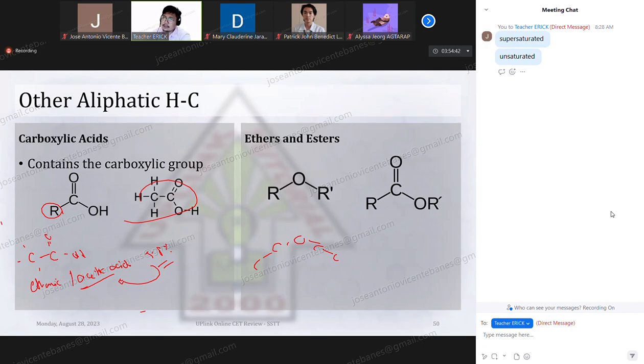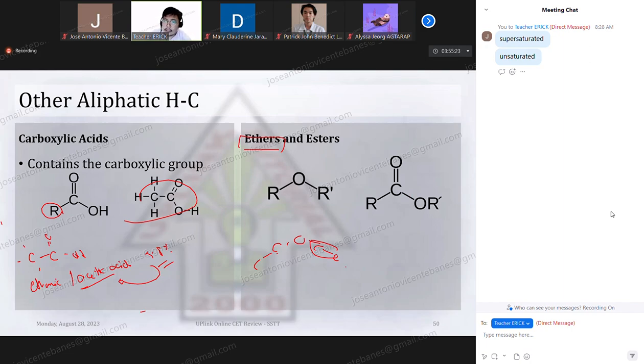Okay, so basically for ethers and esters, don't be confused by the way you want to do the nomenclature for ethers. So for example, we have a dimethyl ether. We have dimethyl, 1, 2, 3. So we have a dimethyl since we have two methyl groups here, dimethyl. Then we have the ether here. So don't be confused on how to use the word ether, since we always use the word ether if you want to do a nomenclature for ether. But for esters, this one has a special name.